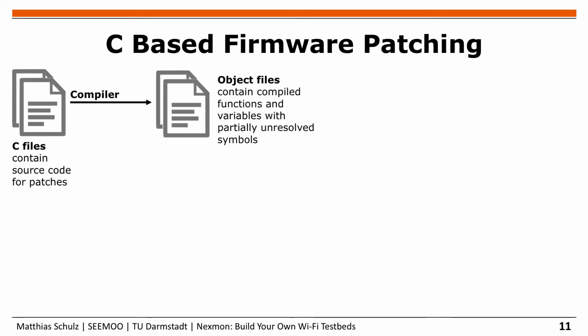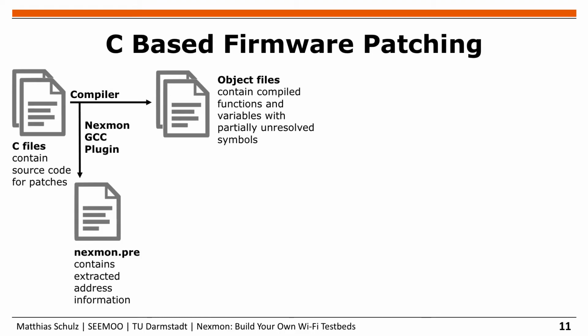So everything that goes in the firmware is just saved in the C file. When you compile it, you get object files, and during compilation we run our Nexmon GCC plugin. It can extract some additional attributes we can put in the C source code and write them in another text file that we can then use for linking and other things.